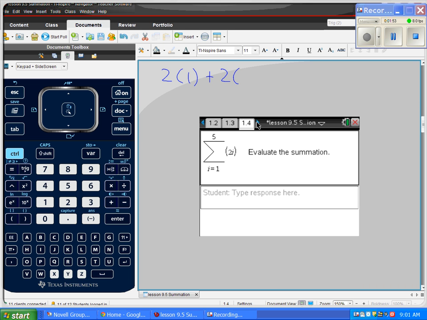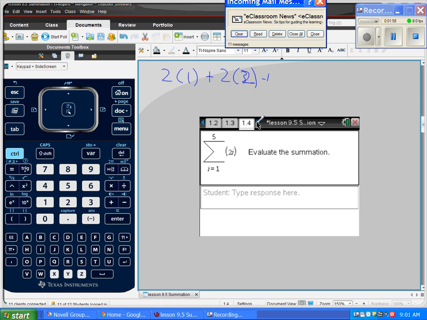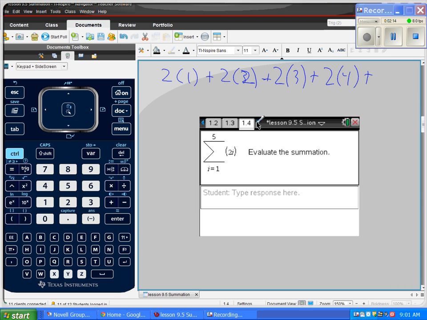2 times 2, and then 2 times 3, and then keep going, keep going. We're going around. Do you guys know what around the horn means? Around the horn means you just go around the table. Okay, do we need another one? Why don't we need another one? Yep, we're only going to 5.